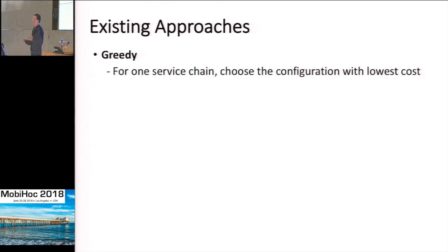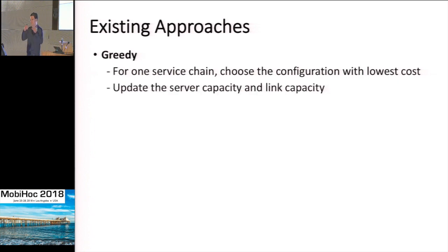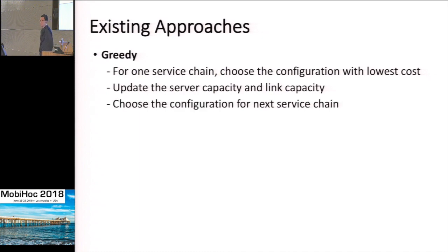they pick one particular service chain first, choose the configuration with the lowest cost, and update the server capacity by subtracting from it, because you placed some function on the server already. So update the server capacity and link capacity, and then choose a configuration for the next service chain. Now, this is a greedy approach, but the problem with most greedy algorithms is that they're heuristic. We really don't know how far away from the optimal solution they are, unless we know something about the objective function, let's say monotone submodular.